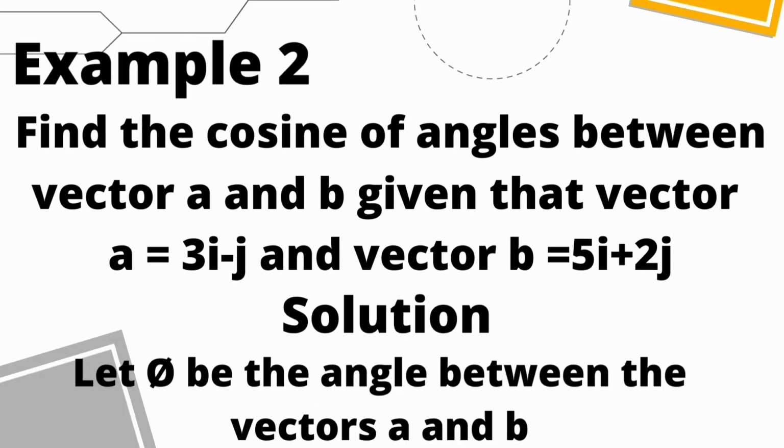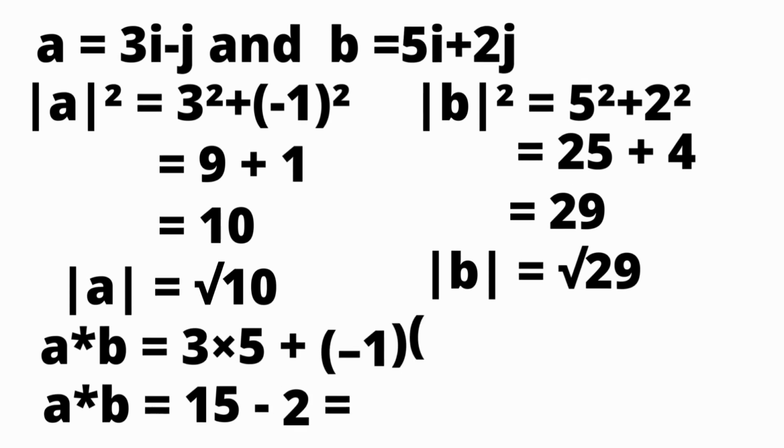Example 2. Find the cosine of the angle between vector a and b, given that vector a is equal to 3i minus j and vector b is equal to 5i plus 2j. Solution. Let phi be the angle between vector a and vector b. a is equal to 3i minus j and b is equal to 5i plus 2j.